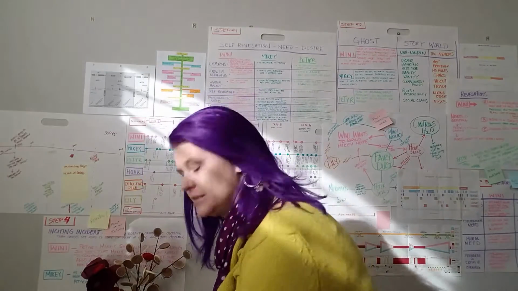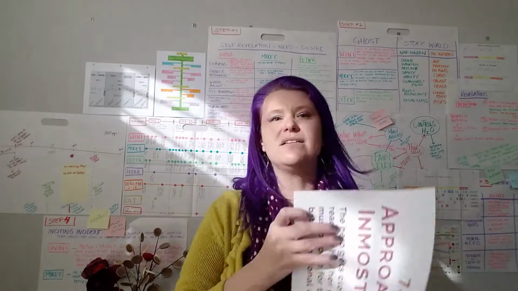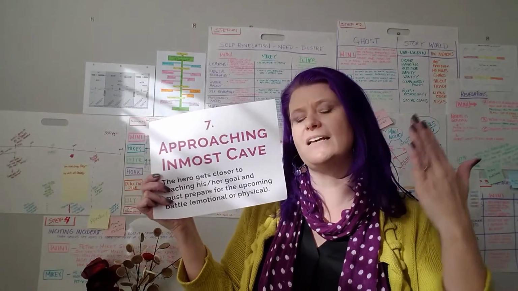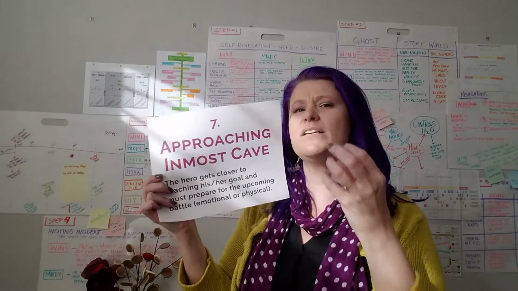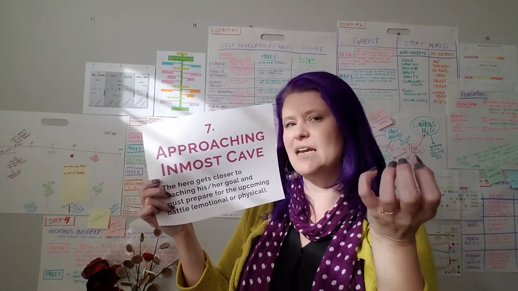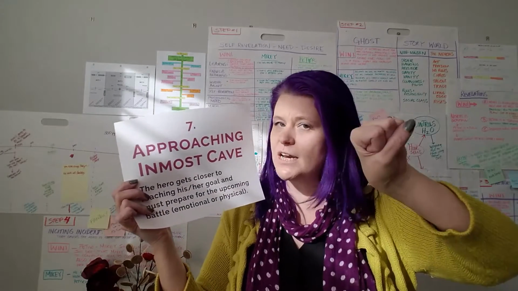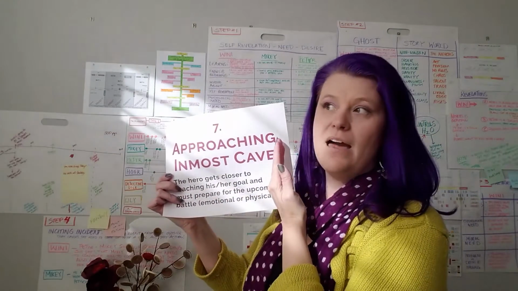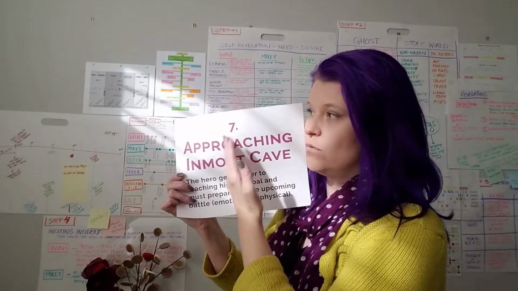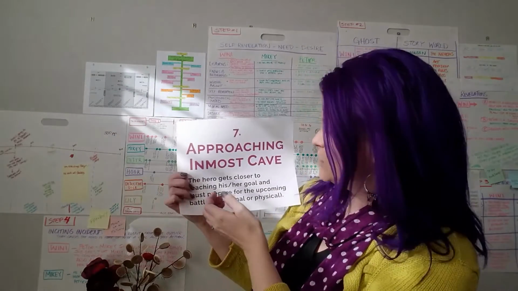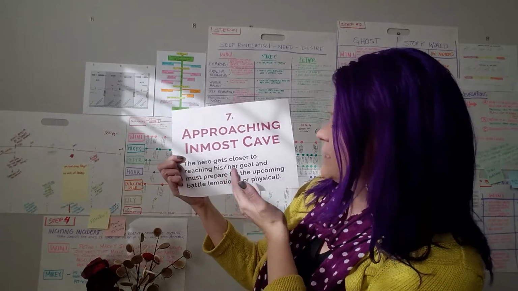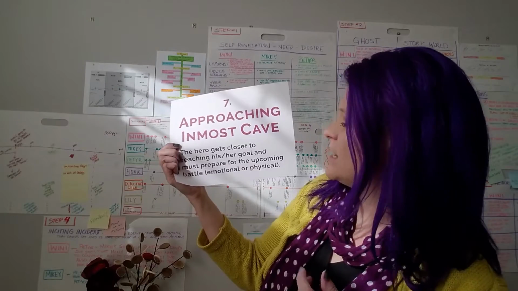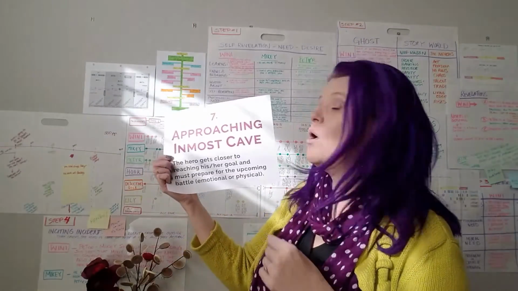So the next beat, which again is sort of a sequence, is number 7, approaching the inmost cave. And this is similar to tests, allies, and enemies, but now it's reacting to what happened in the midpoint. We're taking whatever that new revelation or energy change in the midpoint is, and now we're playing out the obstacles that are sort of the fallout, the result of that revelation. So the hero gets closer to reaching his or her goal, right? They have a goal, they're headed towards that, and must prepare for the upcoming battle, emotional or physical.